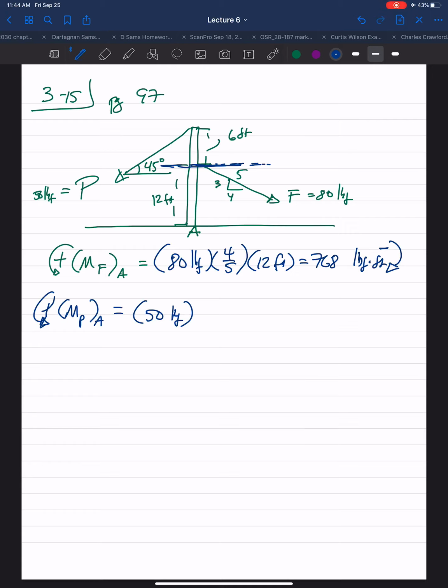Then they gave you the angle here. Once again, the vertical component of force P goes through point A, so there's no perpendicular distance between the line of action of the vertical component of the force and point A. But for the horizontal component of force P, there is a perpendicular distance. So working with the horizontal component, that would be cosine of 45 degrees, because that's the leg component we're talking about. So cosine of that angle times the perpendicular distance, which is 6 feet plus 12 feet.